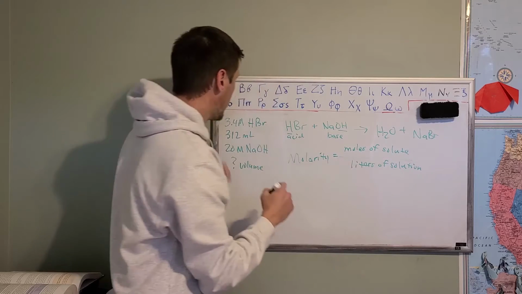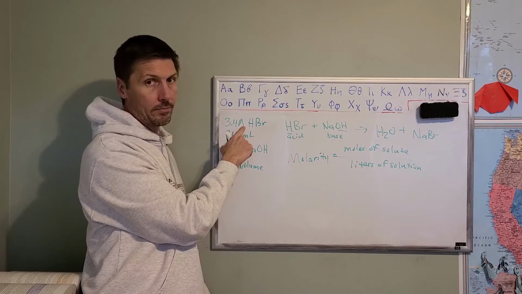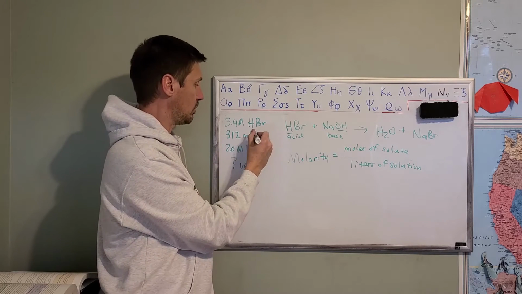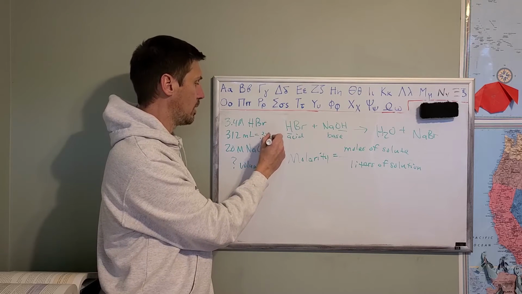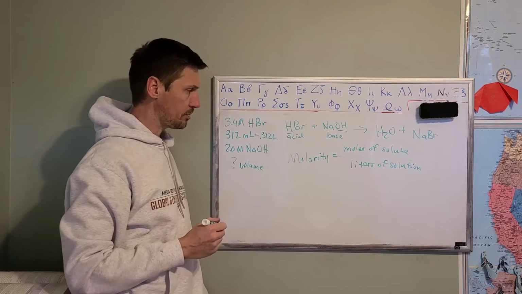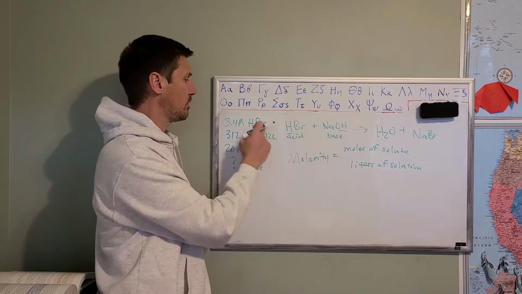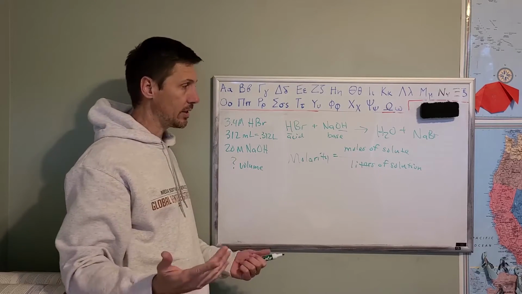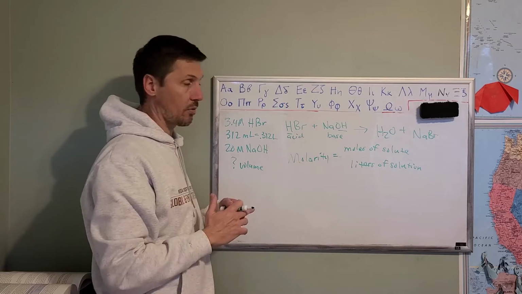So what do we have here? We have the molarity of our solution, and then we have the liters of the solution. So we actually have it in milliliters. We need to convert that to liters, so that's going to be 0.312 liters. But knowing those things, we can figure out the number of moles of HBr by multiplying molarity times the liters of the solution, right? That's just the algebra that we need to do in order to rearrange this equation and solve for the number of moles.